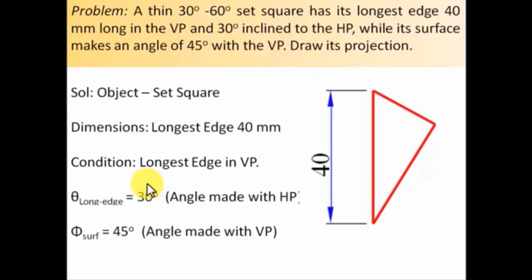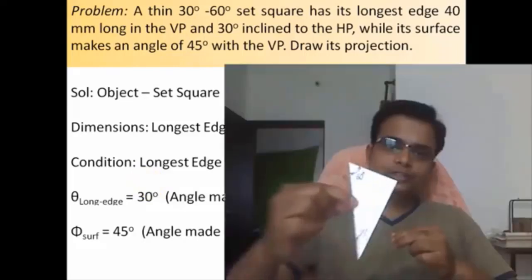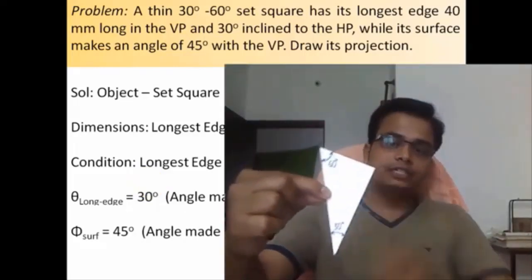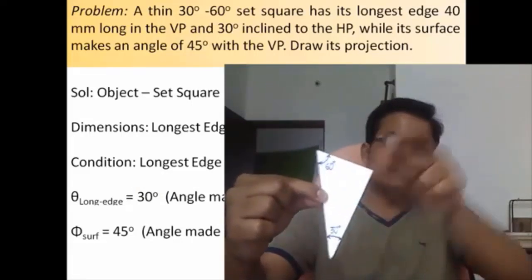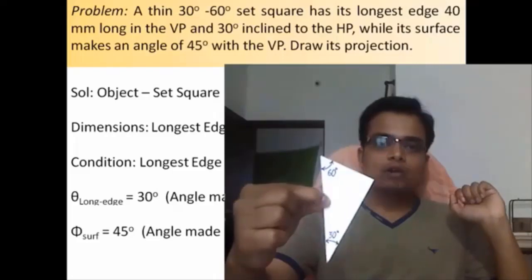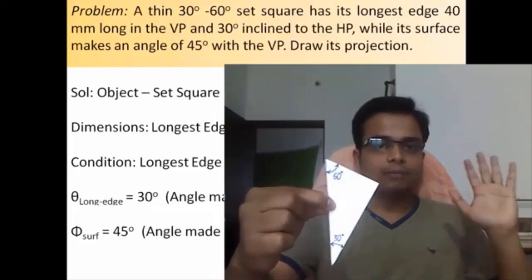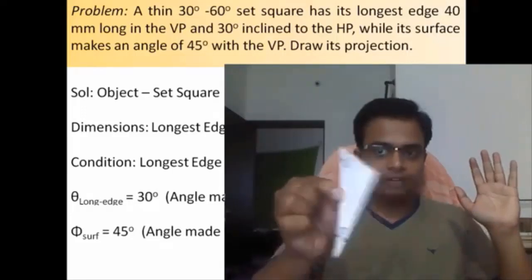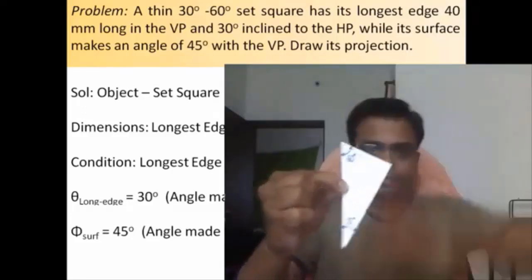Alright, so let's begin with part 1 demonstration. Here we go. So guys, this over here is what you call a set square. 30, 60 set square. This angle over here obviously is 90 degrees. Now the surface of this set square makes an angle of 45 degrees with the vertical plane. It's going to be like something like this. Surface making an angle of 45 degrees with the VP.